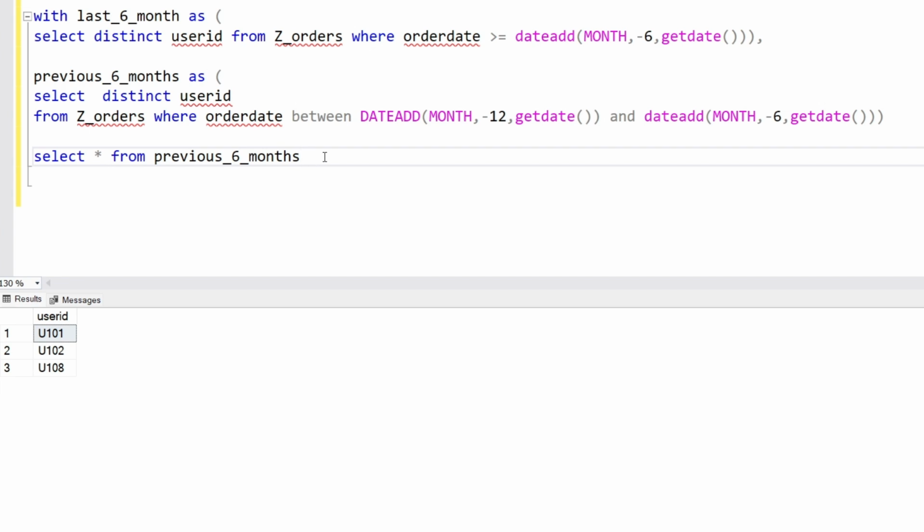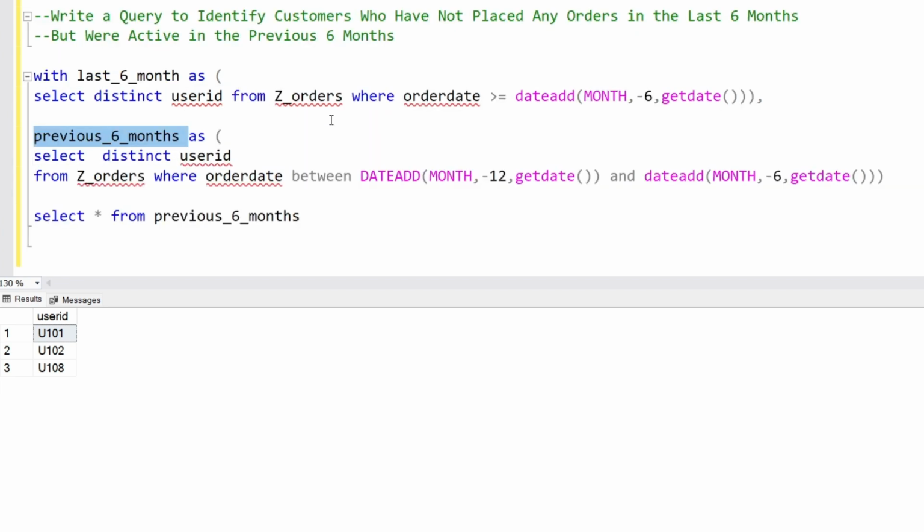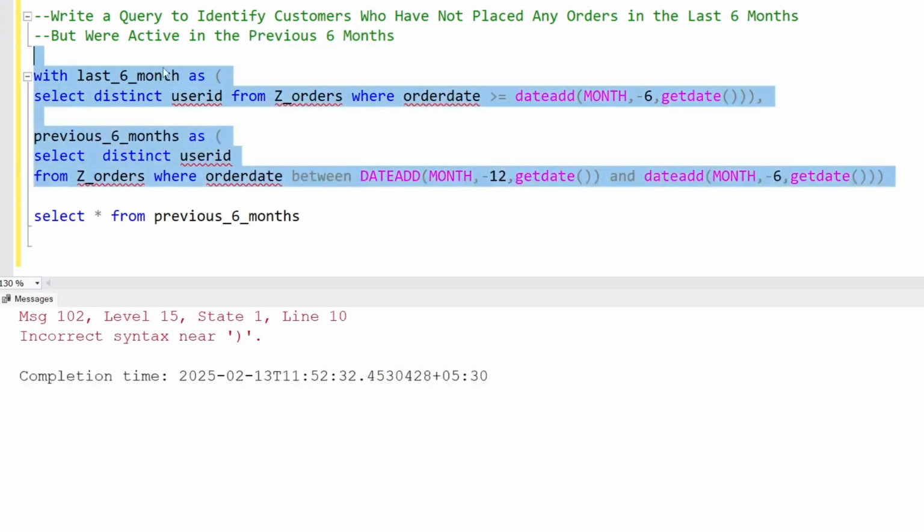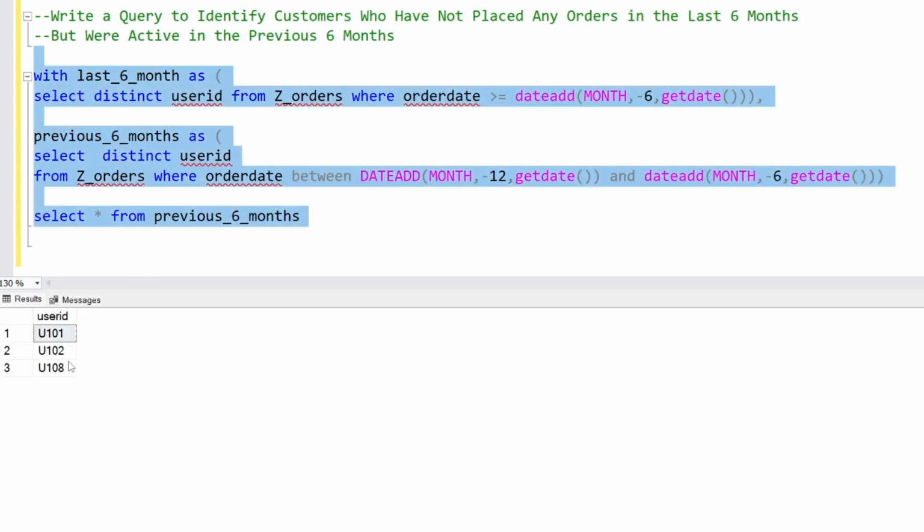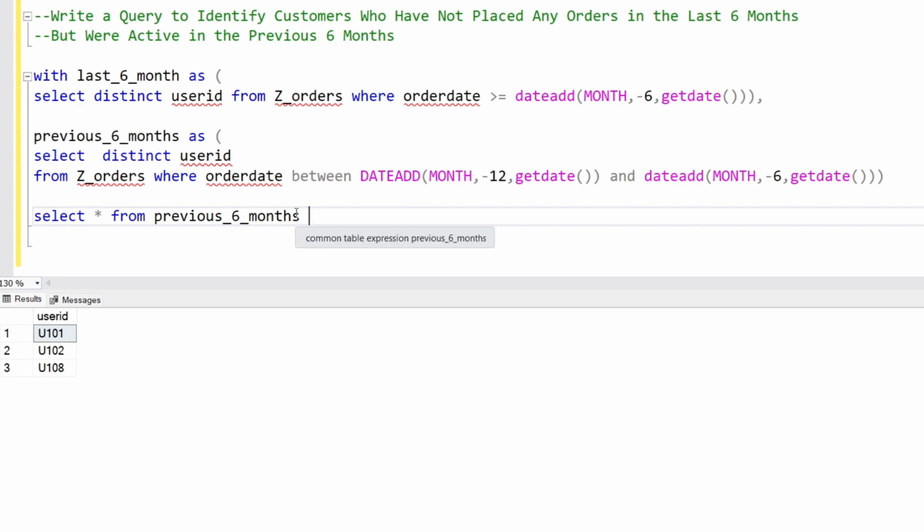Okay, so the question is we have to find the customers who have not placed any order in the last 6 months but were active in the previous 6 months. So I want to find those customers who were active in the previous 6 months. These are the customers I am looking for, who were active in this previous 6 months block. So 101, 102, 108. Okay, so let's do this.